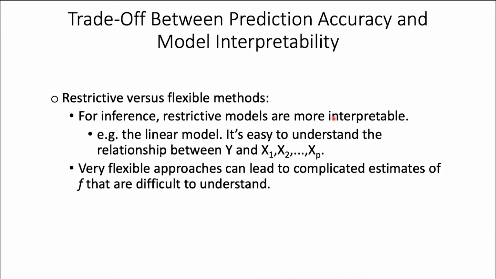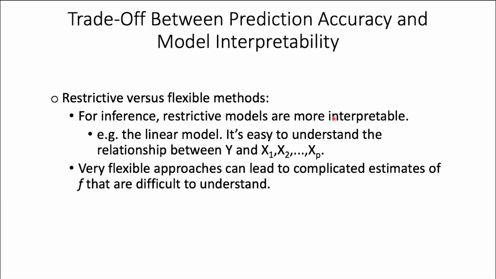So this is, in words, what we just talked about in the previous slide. The more restrictive models tend to give you sometimes less accuracy, but more interpretability, and the more flexible models tend to be higher accuracy, but also less interpretable.